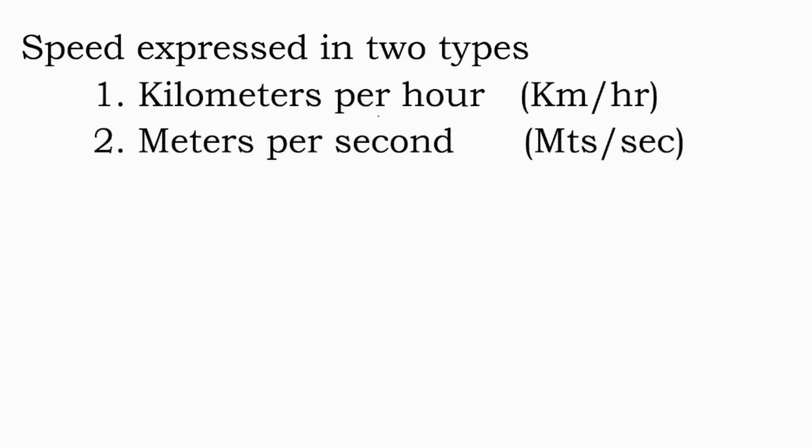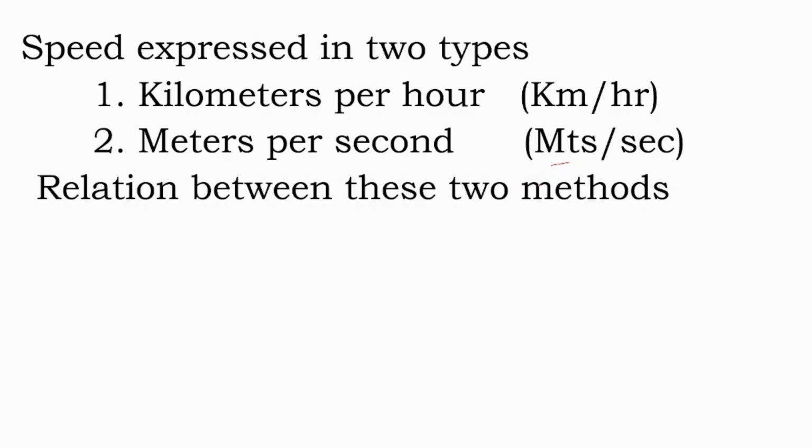In this, the speed can be expressed in two types: either kilometers per hour or meters per second. If the time is given in hours, then the speed must be in kilometers per hour. And if the time is given in seconds, then the speed is measured in meters per second. So we have to know how to convert one type of speed into another type.